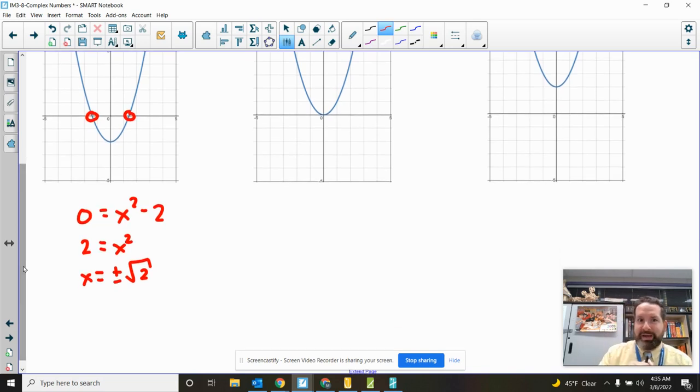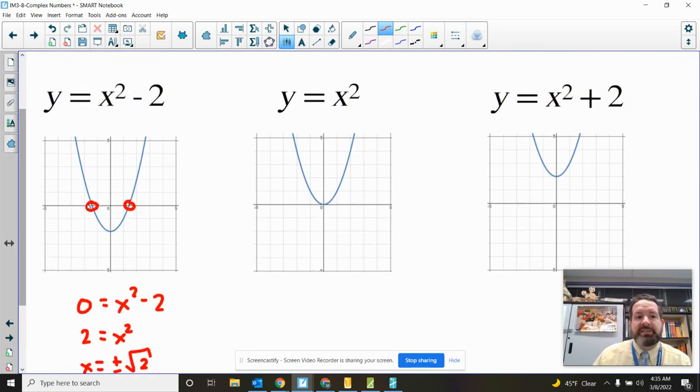So here's how I'm going to describe these solutions. Now that we know there are numbers that are not real, these imaginary numbers, the complex numbers, I'm going to classify these as being two real roots. So two real roots means there are two x-intercepts. There are two real numbers that make y 0 when you put them in for the x.